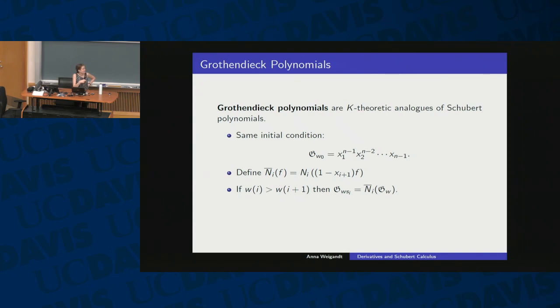Okay, so notice this operator is no longer like a homogeneous sort of thing. We have this x_i boosting the degree up. We have a minus sign, so we might get cancellations going on. So this is just like a wilder operator. But it's the same sort of rule. If w has a descent at position i, then we can get the Grothendieck polynomial for w s_i by applying this operator pi_i to the Grothendieck polynomial for w.